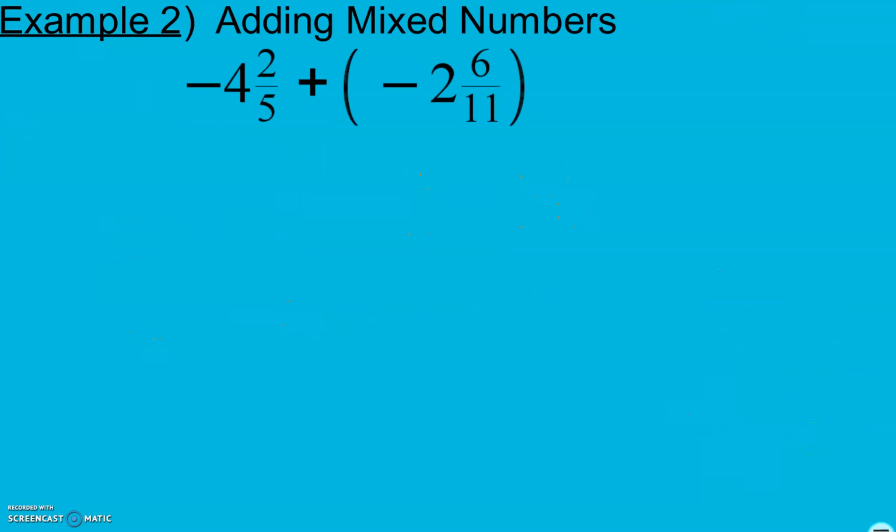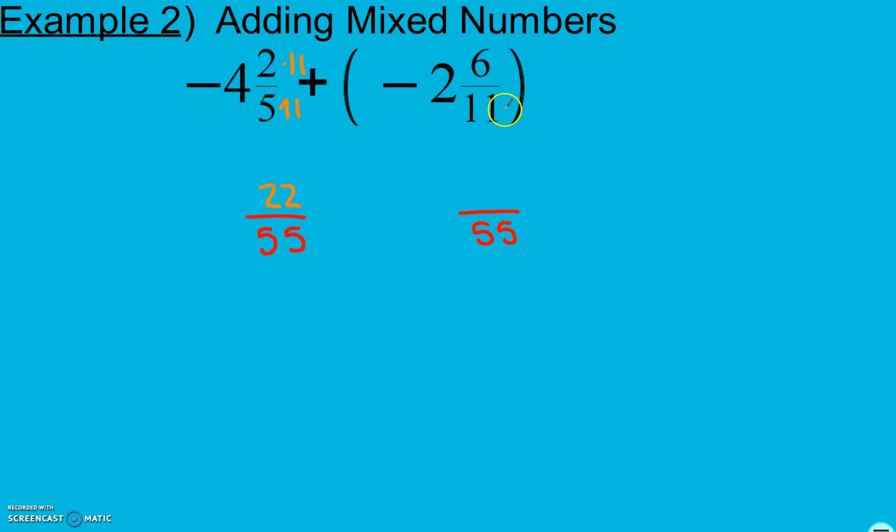In example 2 here, we're going to add mixed numbers. So the first thing I'm going to do is I'm going to switch to common denominators for my fraction parts. So between 5 and 11, they're relatively prime. So I multiply them together, and that's my common denominator, my least common multiple. So to go from 5 to 55, I multiply by 11, which means I have to multiply the 2 by 11 as well, and I get 22 over 55.